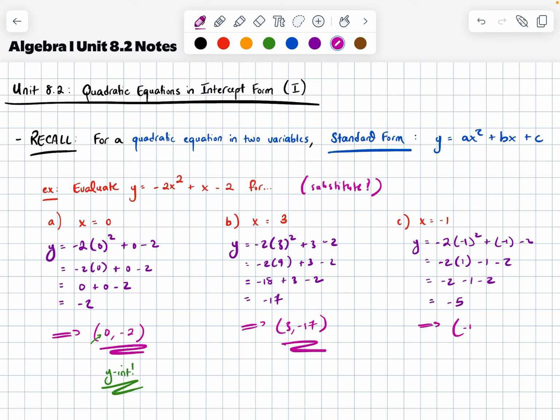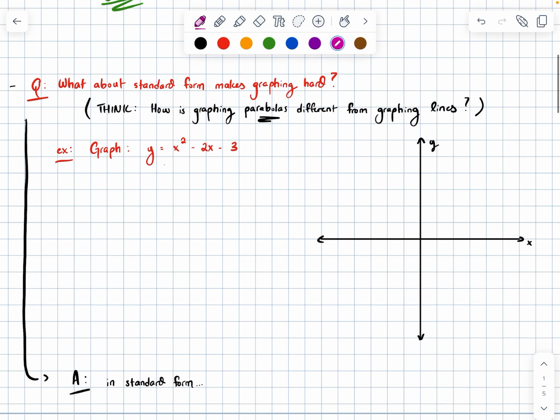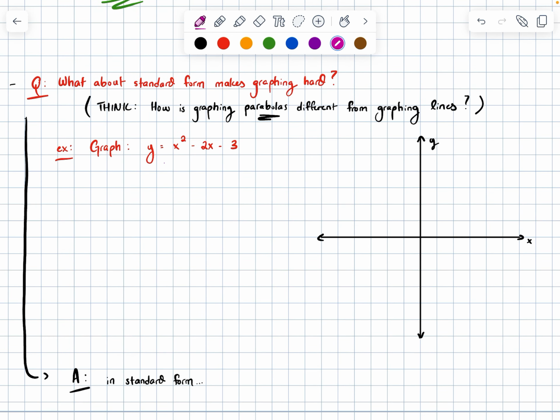So again, in context, that means that the point negative 1 comma negative 5 should show up on my graph. Cool. So we can use standard form to find points on our graph. And if we think back to Unit 4, finding points was pretty much the whole point of graphing. So if I've indicated that standard form isn't the best form for graphing, what exactly about standard form is it that makes graphing hard? Or harder than it needs to be, at least.